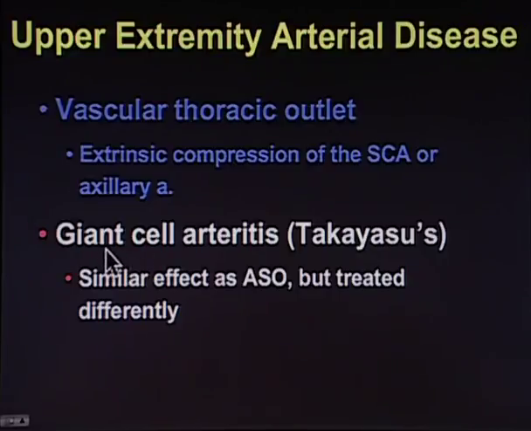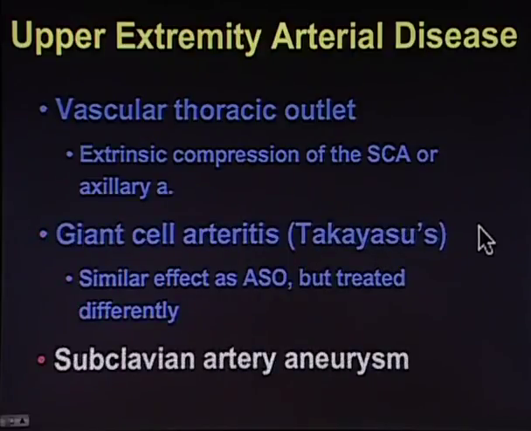Also, there's a giant cell arteritis that we deal with in the upper extremities in our diagnostic world. This is called Takayasu's syndrome. It has a similar effect as atherosclerosis obliterans, but it's treated differently. It's treated more like an inflammatory process, with steroids, rather than the way we treat atherosclerotic disease.